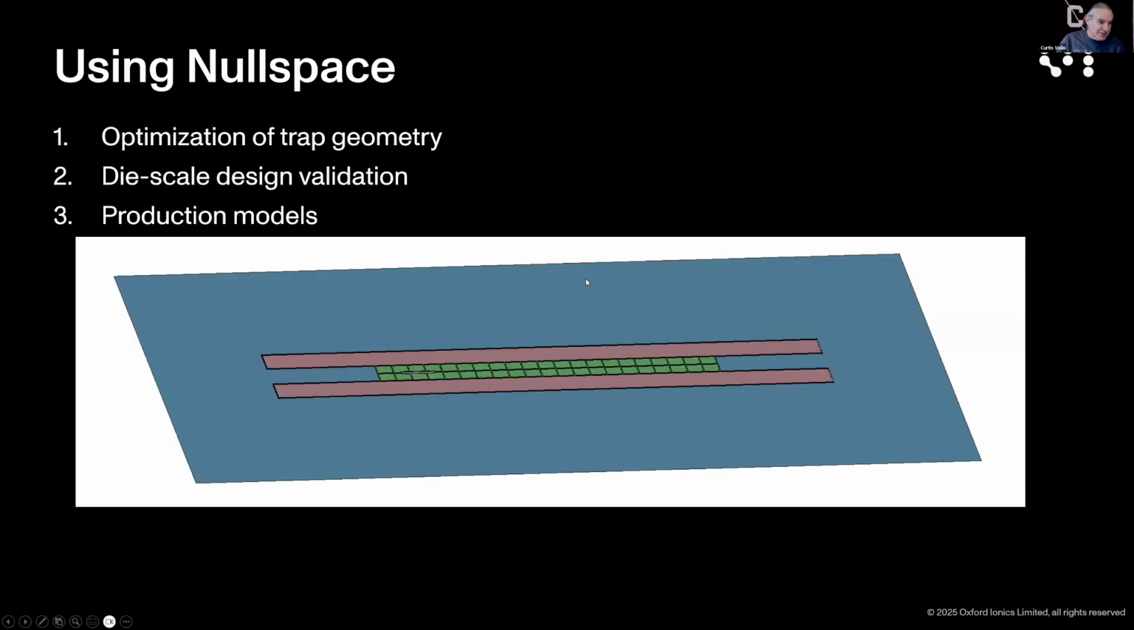The next regime is what I would call die scale design validation. Once I have all the pieces of my trap optimized, I want to put them all together and simulate this at scale and see whether they all fit together correctly, whether this thing works as intended when I scale it up to a larger size.